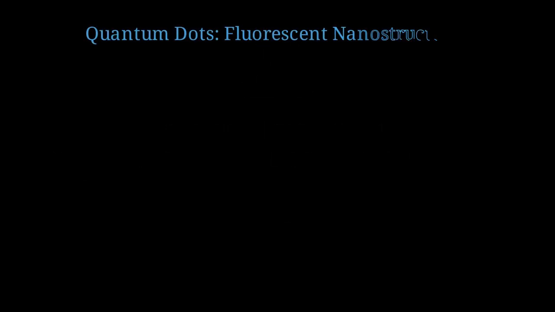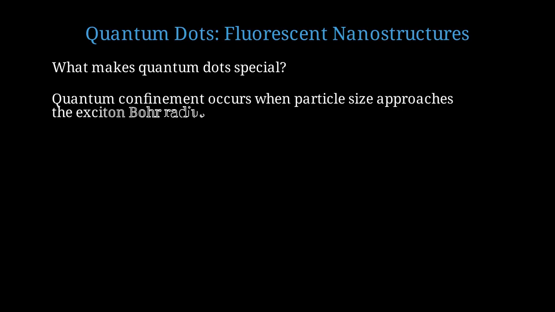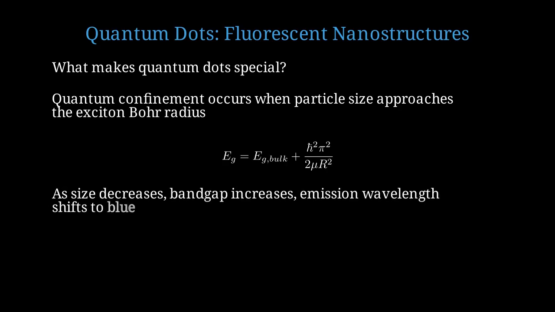Now let's explore another fascinating class of nanostructures, quantum dots. These are semiconductor nanocrystals with remarkable optical properties. What makes quantum dots so special? They exhibit quantum confinement effects. When a semiconductor crystal becomes smaller than about 10 nanometers, comparable to the exciton Bohr radius, quantum mechanics takes over. The bandgap energy Eg equals the bulk bandgap plus h bar squared pi squared over 2 mu r squared, where mu is the reduced mass and r is the particle radius. As the quantum dot gets smaller, the bandgap increases, and the emission wavelength shifts toward blue. This is the opposite of what classical physics would predict.